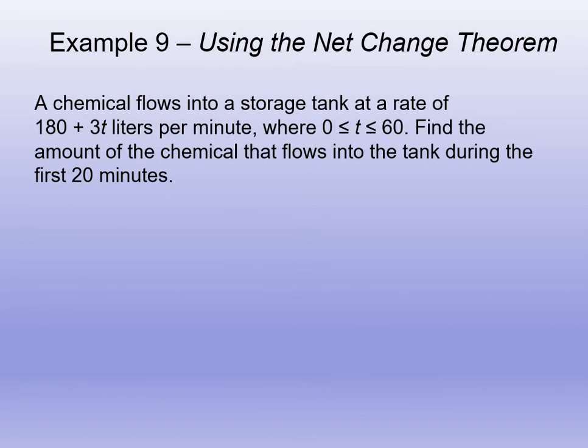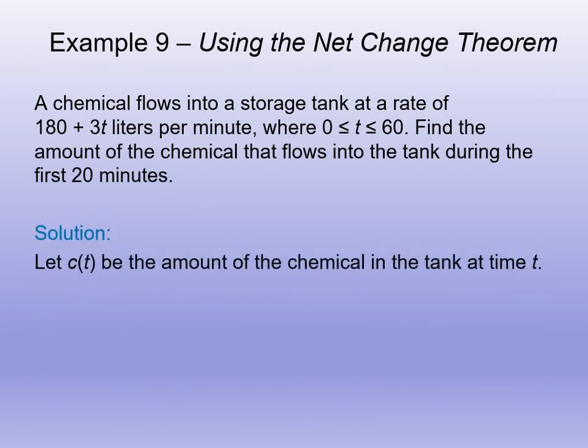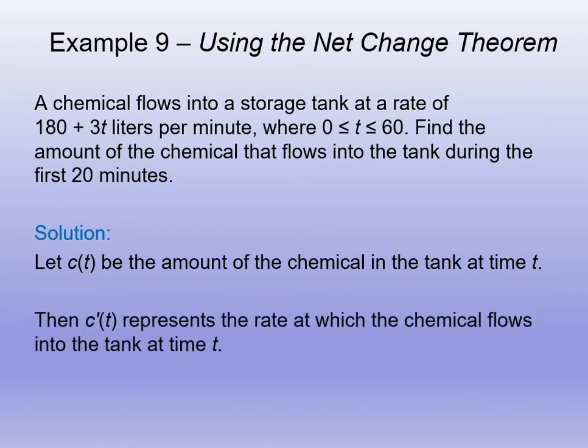We have a chemical that flows into a storage tank at a rate of 180 plus 3t liters per minute, and time is between 0 and 60. Find the amount of chemical that flows into the tank during the first 20 minutes. That's the important part: we're just doing the first 20 minutes. We can designate C(t) as the amount of chemical in the tank, and C prime of t as the rate at which the chemical flows into the tank.